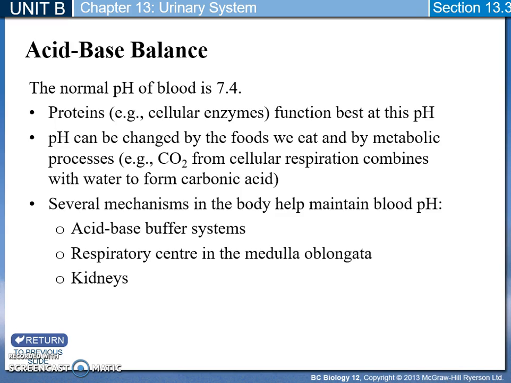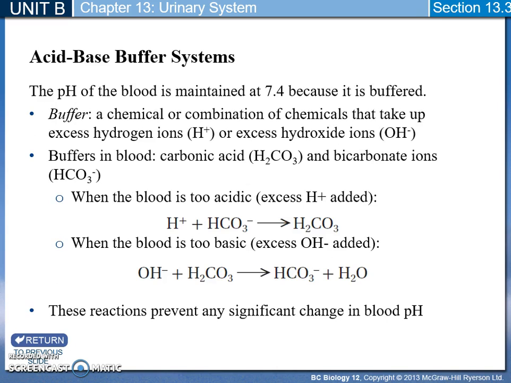Several mechanisms in the body help to maintain blood pH: acid-base buffer systems, the respiratory center in the medulla oblongata of the brain, and the kidneys. So with buffer systems, the pH of the blood is maintained because it is buffered. A buffer is a chemical or combination of chemicals that take up excess hydrogen ions or excess hydroxide ions. The buffers in the blood are carbonic acid and bicarbonate ions.